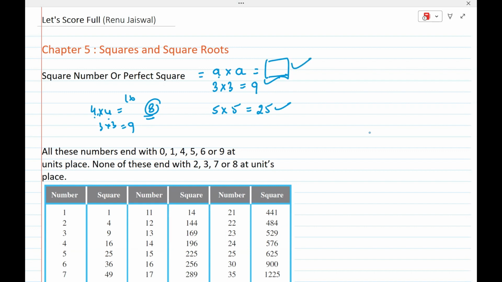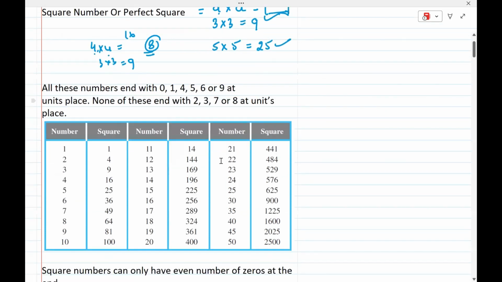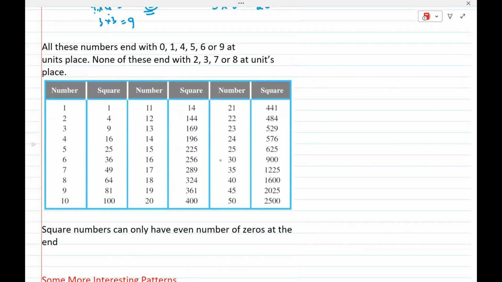So let's see some properties related to square and square roots. Here is the chart. If I see the squares of all these numbers from 1 to 10, I have written the squares in the table, like 1 into 1 is 1, 2 into 2 is 4, 3 into 3 is 9, and so on. I have written till here. Can you see? It is up to 25 and then 30 in the gap of 5.